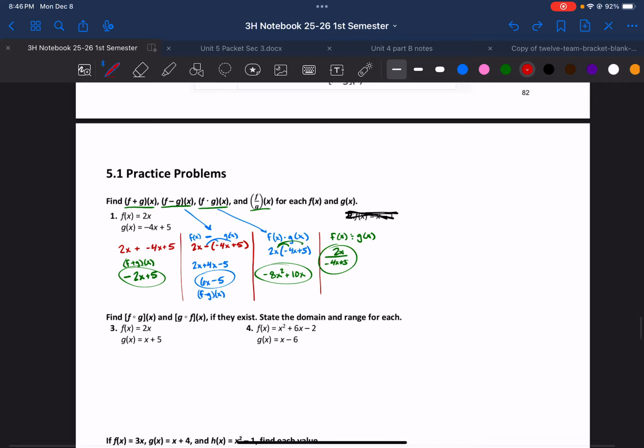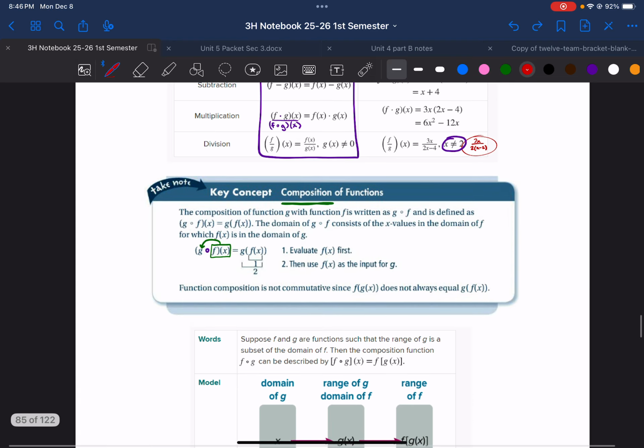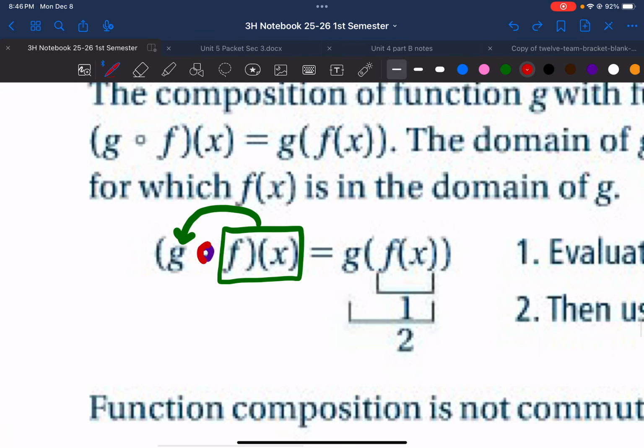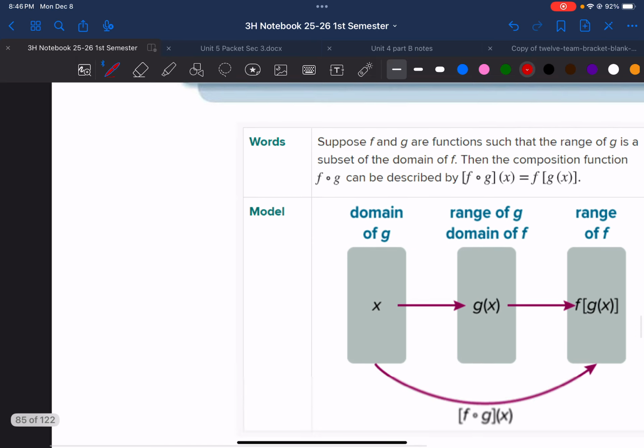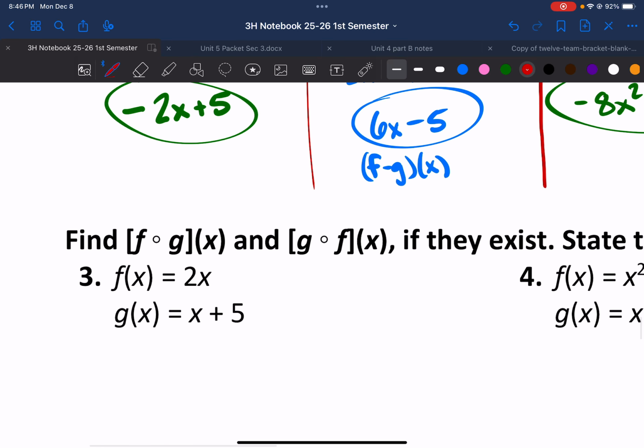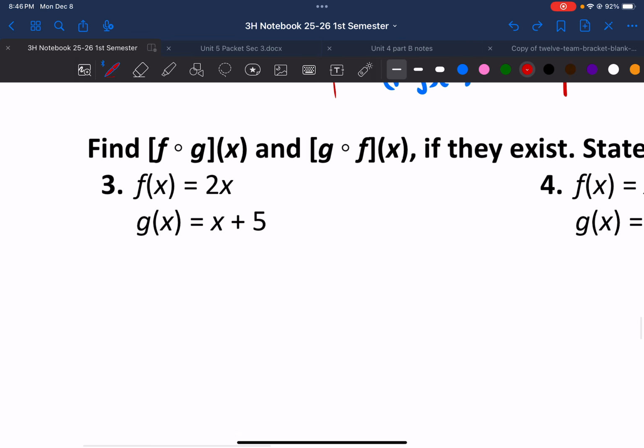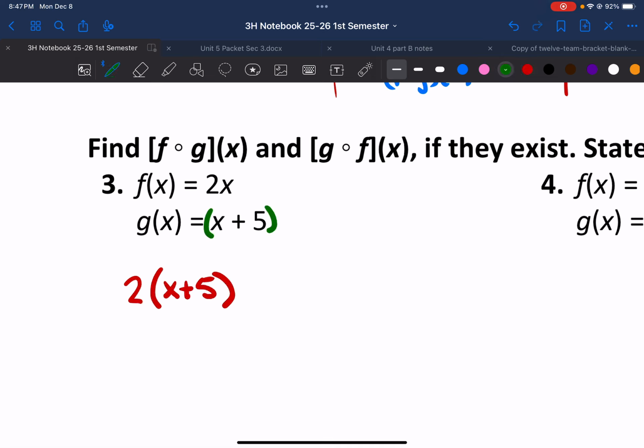Okay. Let's get into composition. Like I was saying, when you have the open circle, we're talking composition. That means put this equation in for x in the previous equation written. So this means, right here, take g and plug the entire equation in for f. So we're going to take g and plug it into f. So what I'm doing here, x plus 5 goes in for x right there. And that's what I've written right there.